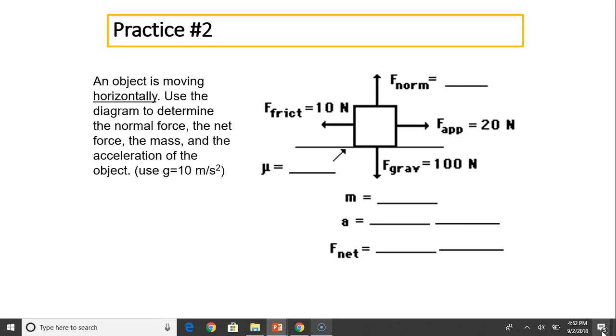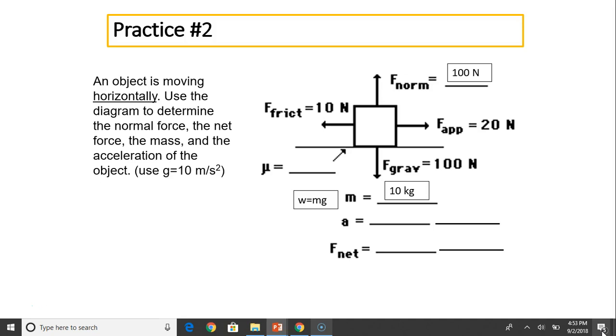Practice number 2. An object is moving horizontally. Use the diagram to determine the normal force, the net force, the mass, and the acceleration of the object. So again, it's moving horizontally, so vertically it's balanced. That means if gravity is 100 newtons, normal force has to be 100 newtons. If gravity is 100 newtons, mass has to be 10 kilograms.